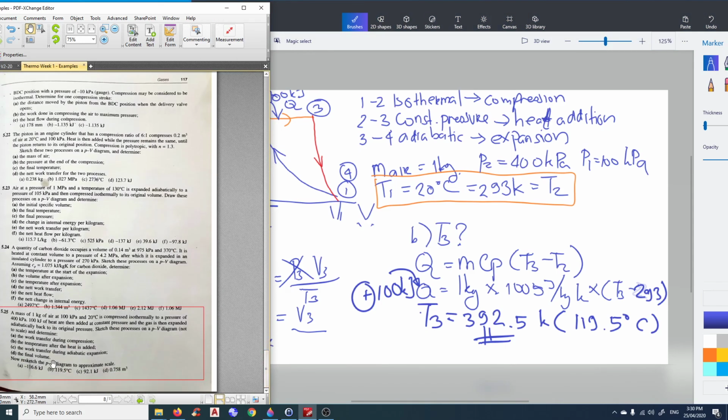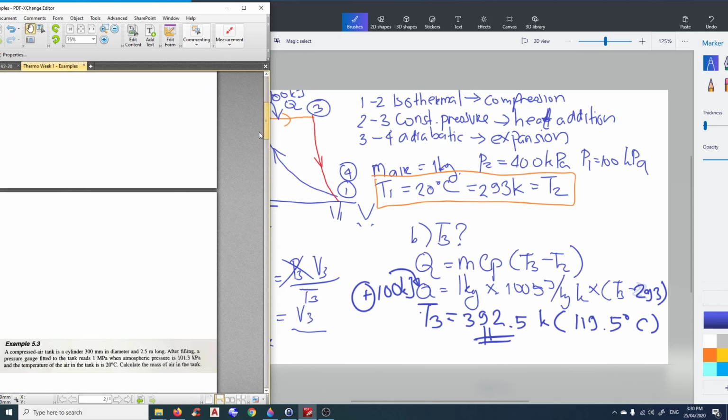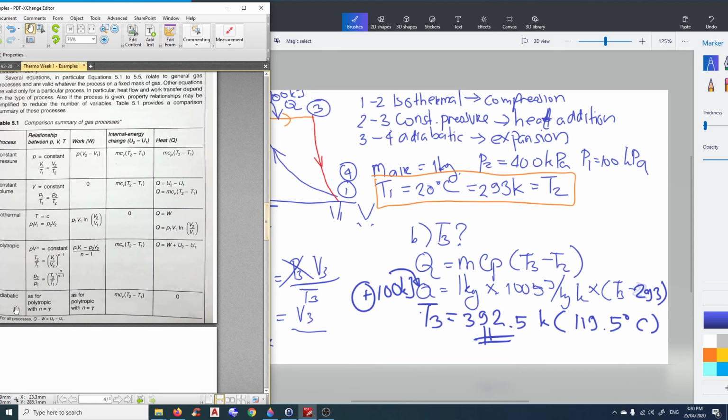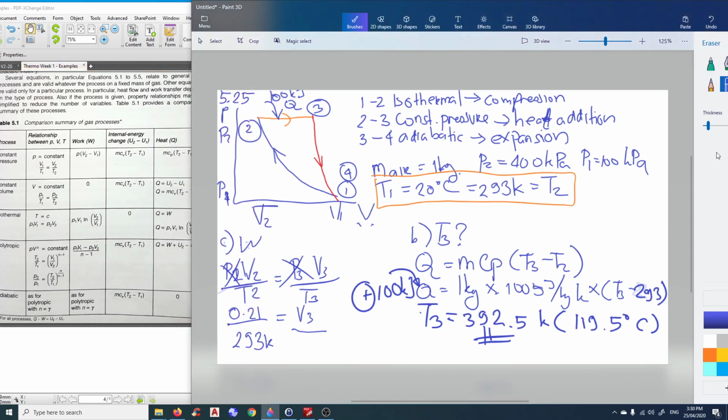Let's have a look at question C. So question C is asking for the work transfer during the adiabatic expansion. So the work transfer between 3 to 4. So let's have a look at the adiabatic expansion. Adiabatic work is similar to polytropic, except change n into gamma. So change polytropic index to adiabatic index. So we're going to use this formula here.